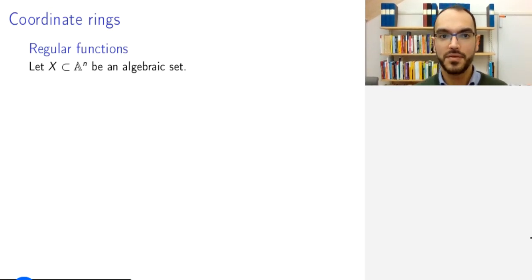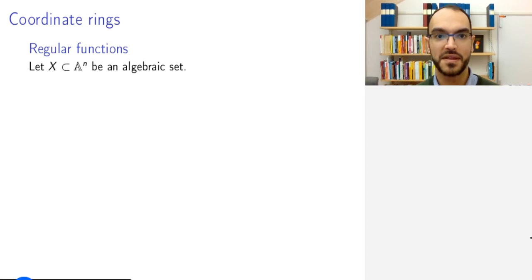We will now start looking at coordinate rings of algebraic sets. And that means that we will look at rings of functions defined on algebraic sets in some way. Regular functions, whatever that means. So let's define what it means.